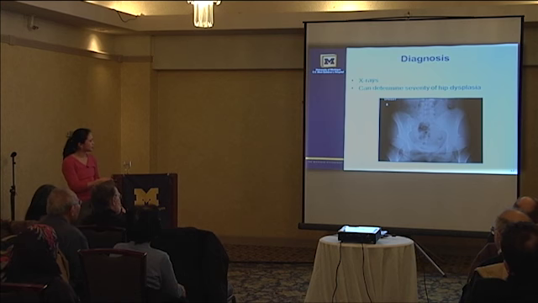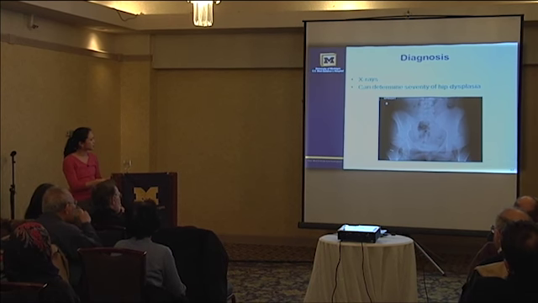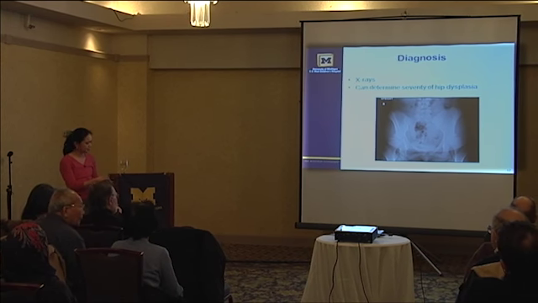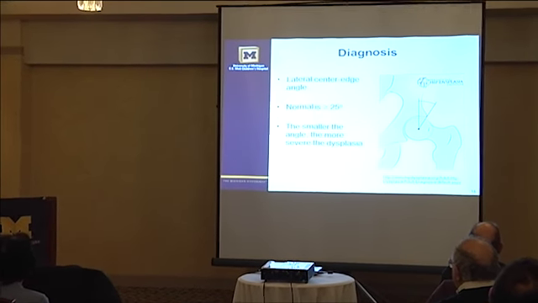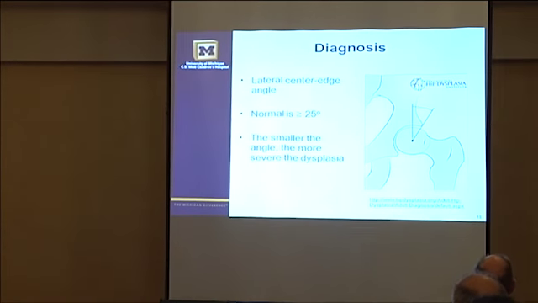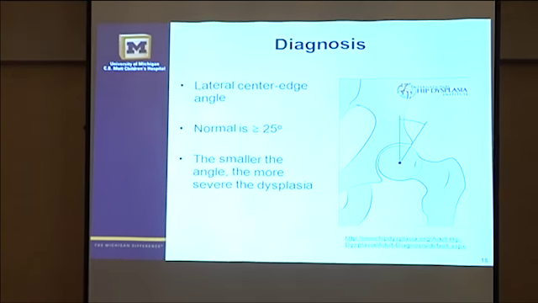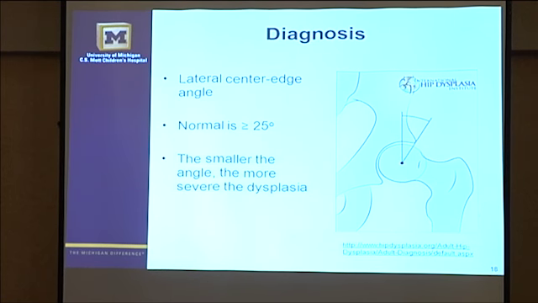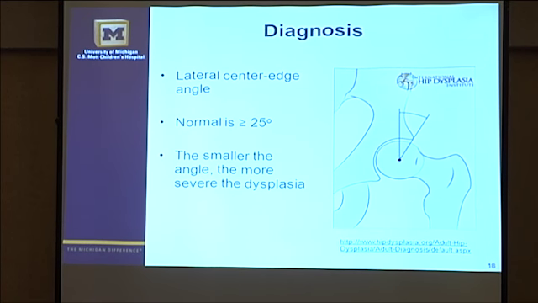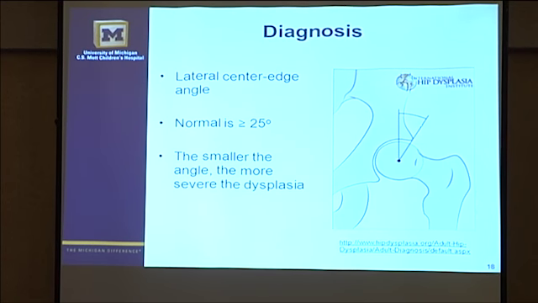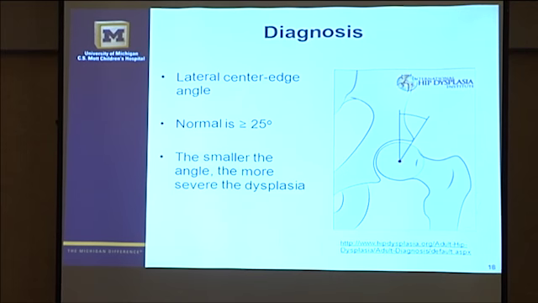So again, just to go over some anatomy, this is your pelvis. This is the lumbar spine, so your low back. And then these are your hip joints here. One of the measurements that we like to do on the AP pelvis x-ray is called the lateral center edge angle. This angle is measured by drawing a vertical line extending up from the center of the femoral head, and then a second line extending from the center of the femoral head to the edge of the acetabulum. The angle formed by these two lines is called the lateral center edge angle. The normal angle should be 25 degrees or greater.